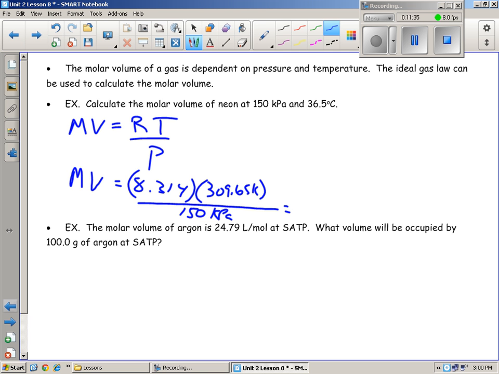And if you solve for that there, you get 17.16 or 17.2 liters per mole. Okay, final answer. 3 significant digits, of course, because there's 3 in this question. So I just use that simple formula to calculate the molar volume. When you see molar volume or you see liters per mole, it's one of these two formulas probably that's going to help you out. Okay.